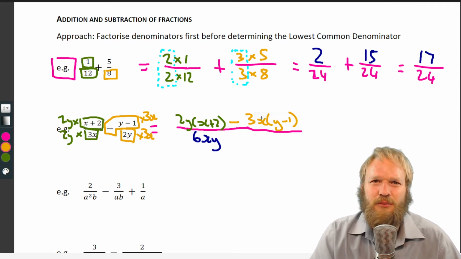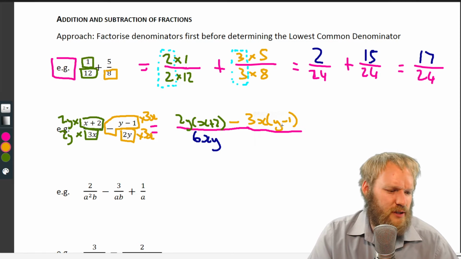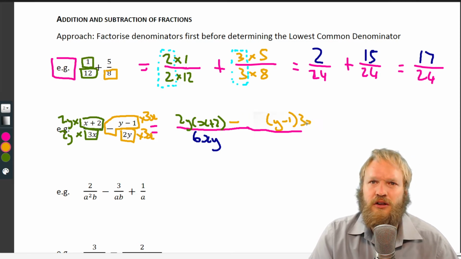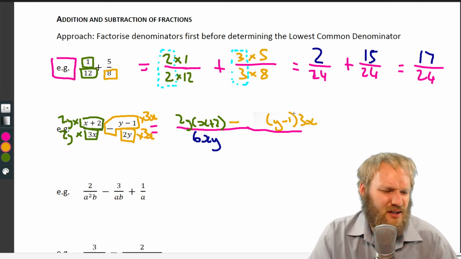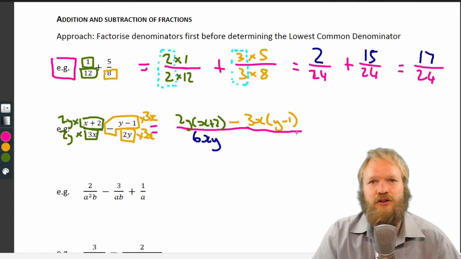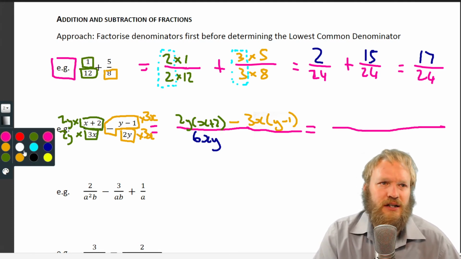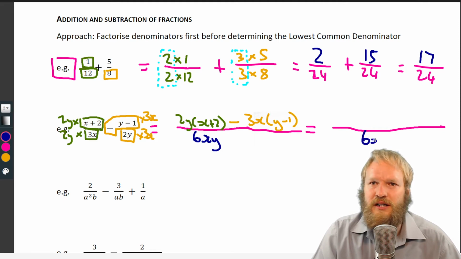I'm writing it at the beginning because this looks a bit more like what we're used to. I mean, nothing wrong if you wrote 3x over here, but I'm more comfortable and used to writing 3x here. Okay, cool. Equals, and we've got 6xy as our denominator.